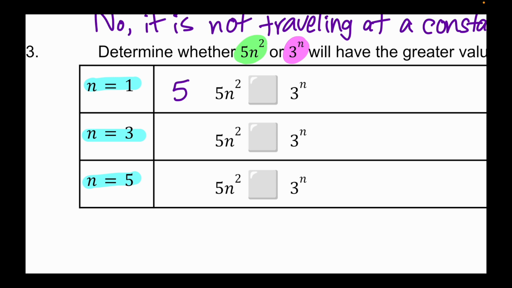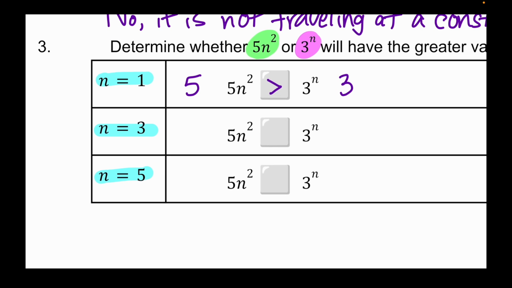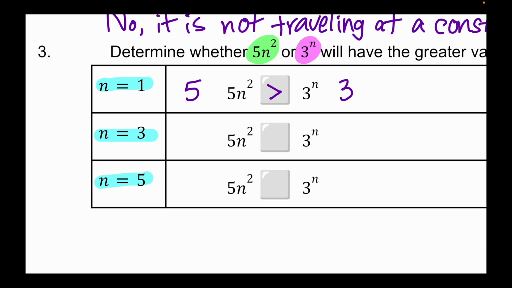And if you plugged in 3 to the power of n, where n is 1, this is really 3 to the power of 1. And that would give you 3. So now we decide which is bigger, 5 or 3. Well, I know that 5 is bigger, so in that box, I'm going to put greater than, and it's going to face towards the 5. We're going to do the same process now with n being 3 and then n being 5.